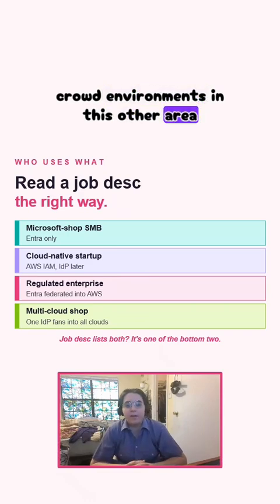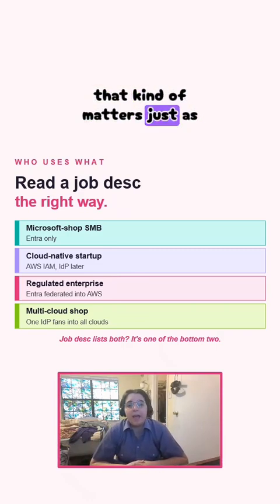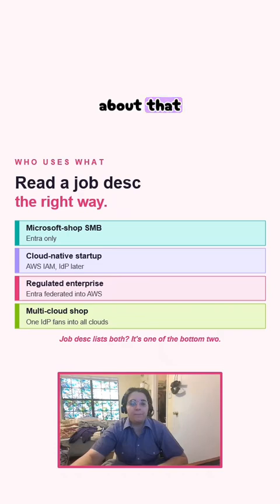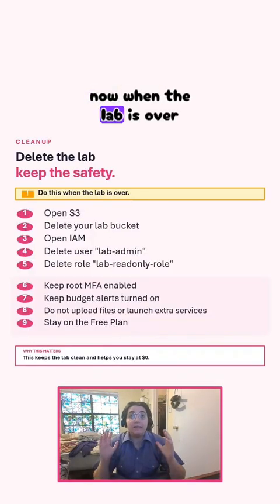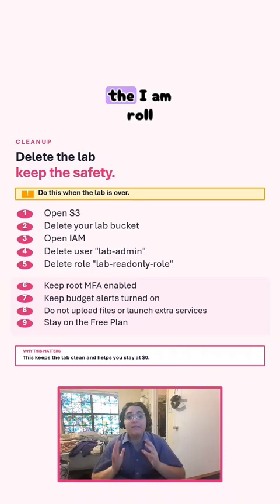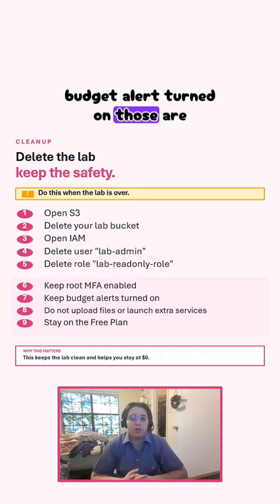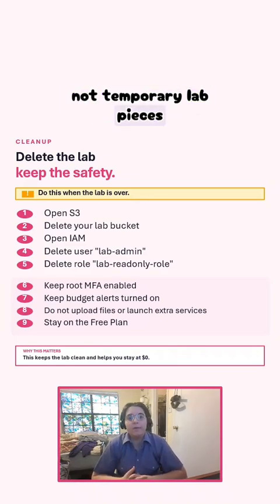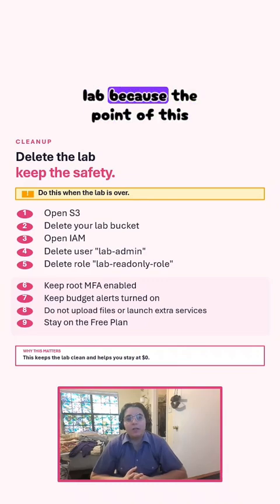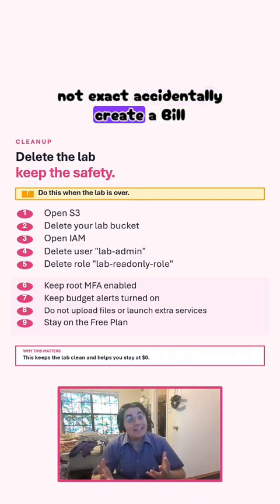So before you close the lab, there's one final step that matters just as much as the build. You need to clean up. So let's talk a little bit about that. When the lab is over, please delete the S3 bucket, delete the IAM user, and delete the IAM role. But keep root MFA enabled and keep the budget alert turned on. Those are safety controls, not temporary lab pieces. Also, do not upload files or launch extra services as part of this beginner lab, because the point of this project is to understand AWS IAM, not accidentally create a bill, all right?